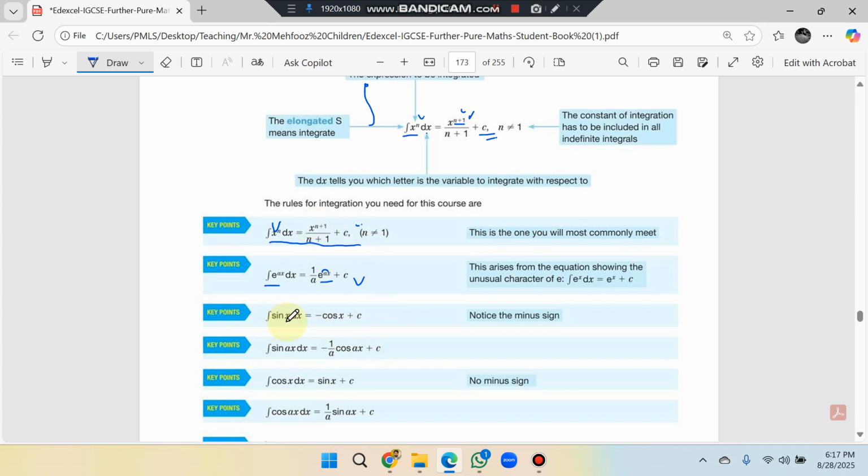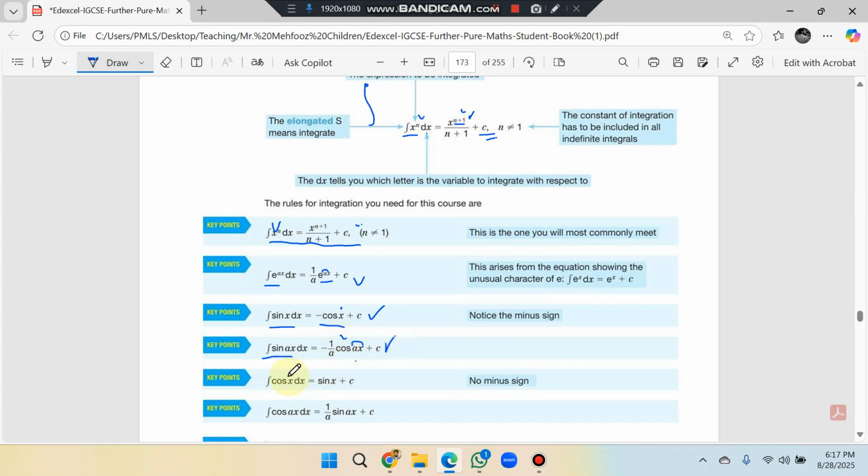Yes. The third one is the integration of sine x is minus cos x. Previously, the derivative of sine x is cos x, but the integration of sine x is minus cos x. Again, the integration of sine ax is minus cos ax, but here the variable is ax, the derivative of ax is a, so we have to divide by its derivative, and plus c is as it is.